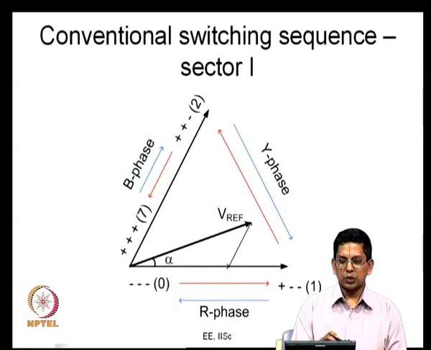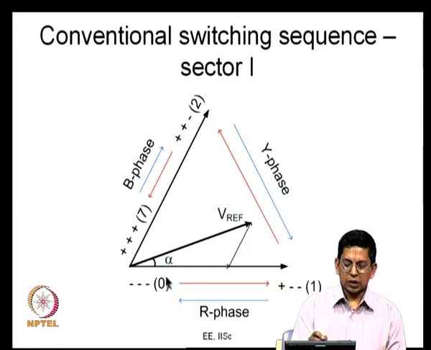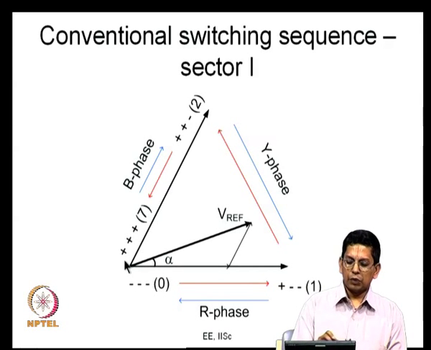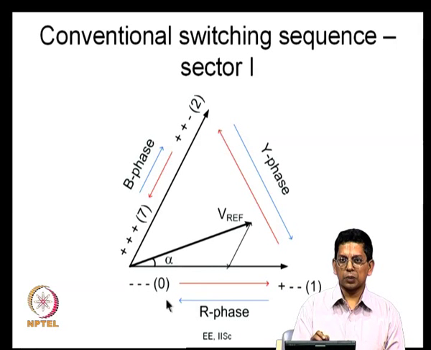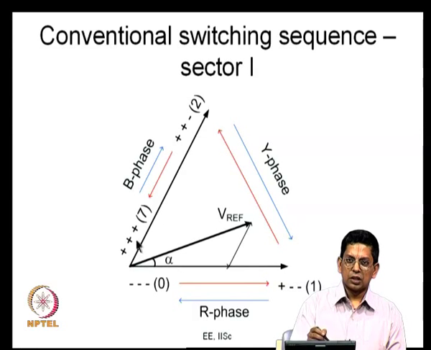In the conventional switching sequence, or in conventional space vector PWM, you start with the null vector, go to active vectors 1 and 2, and come back to the null vector. The null vector is applied in the first instance using the 0 state minus minus minus. At the last instance, the null vector is applied using the 0 state plus plus plus.